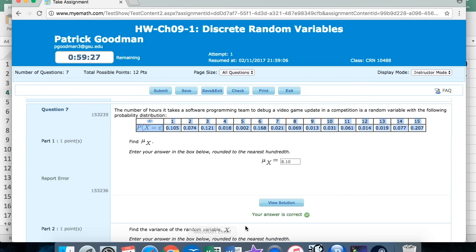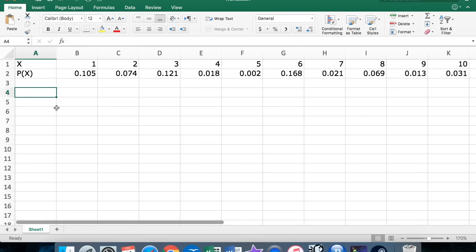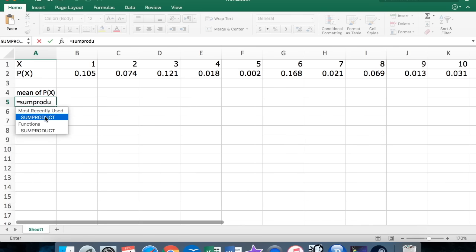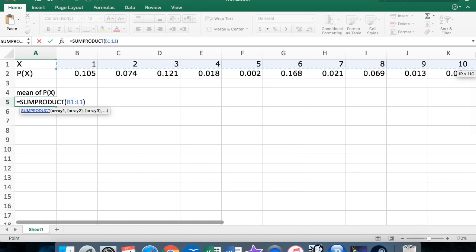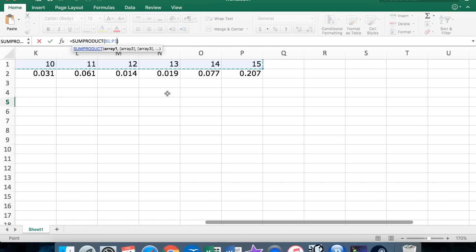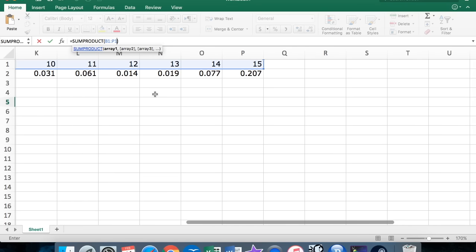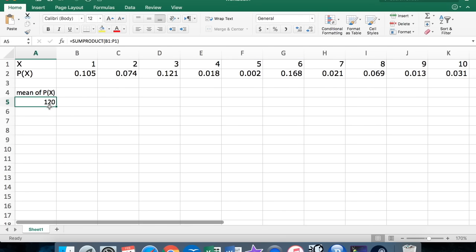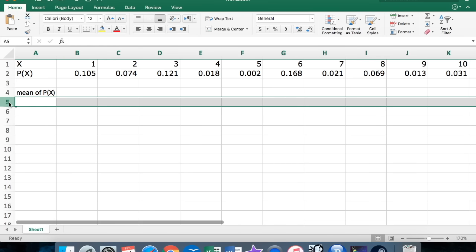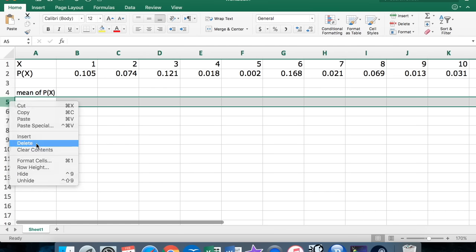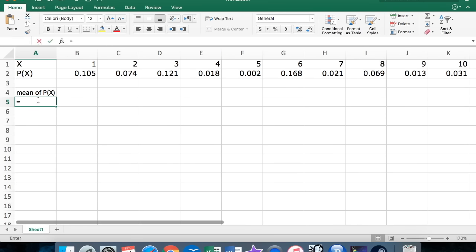Alright, so first things first, we need to find our expected value of x. We need to find the mean of x, of our probability distribution. So we know how to do this, right? So the mean of the probability of x, well, that's simply sum product. So this is pretty nice. I kind of like the frequency distribution. You don't have to worry about that annoying division at the end, summing up all of the numbers and doing that. All you have to worry about is just doing the sum product. And then we got it.